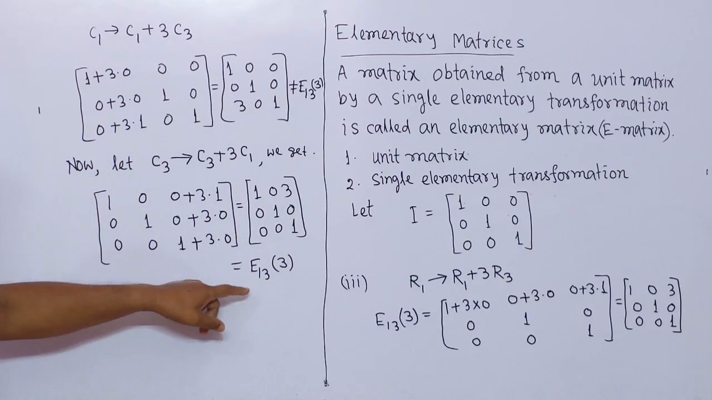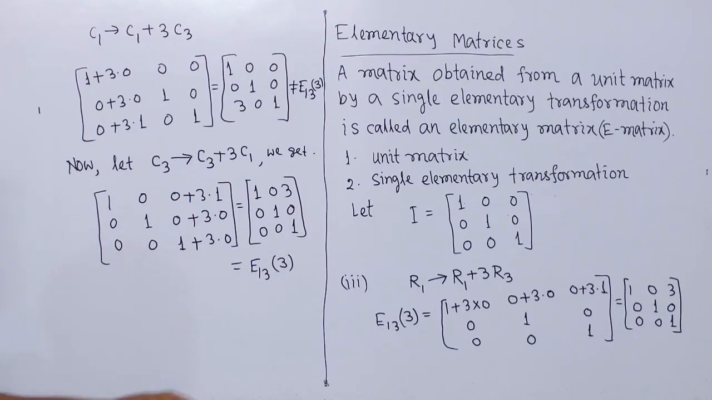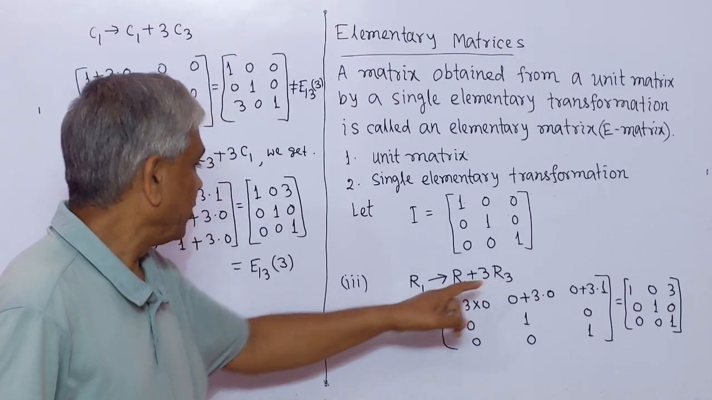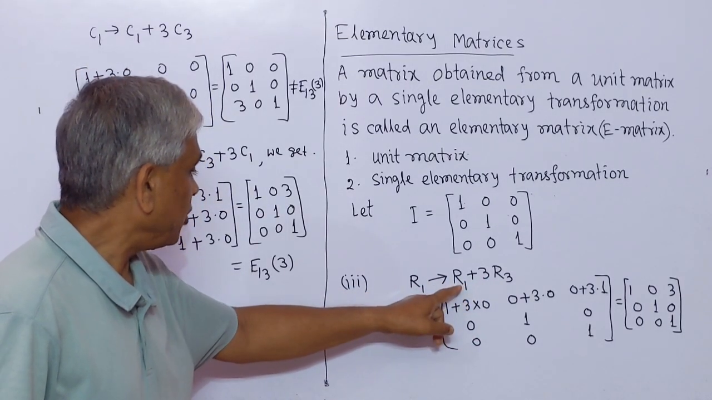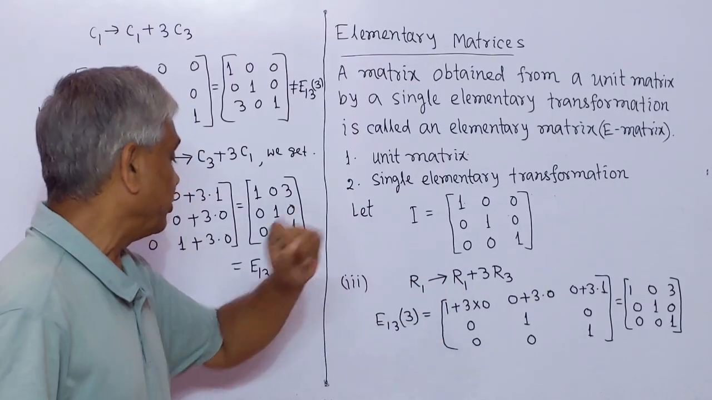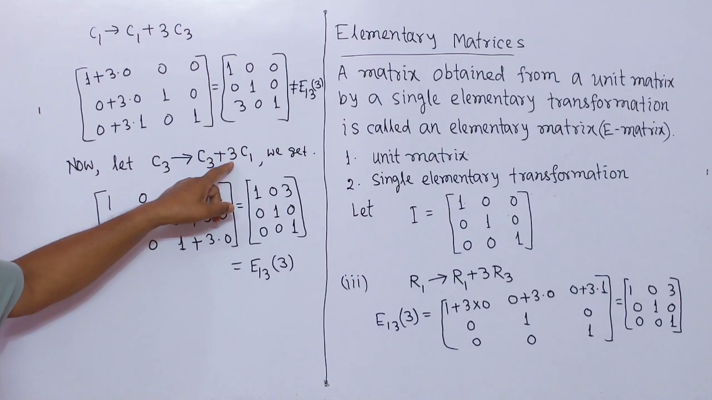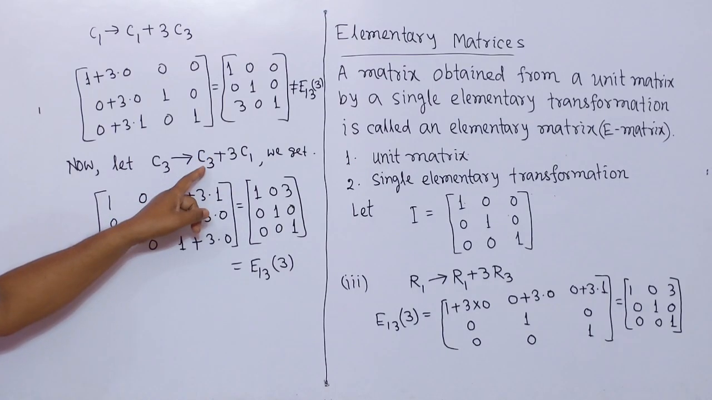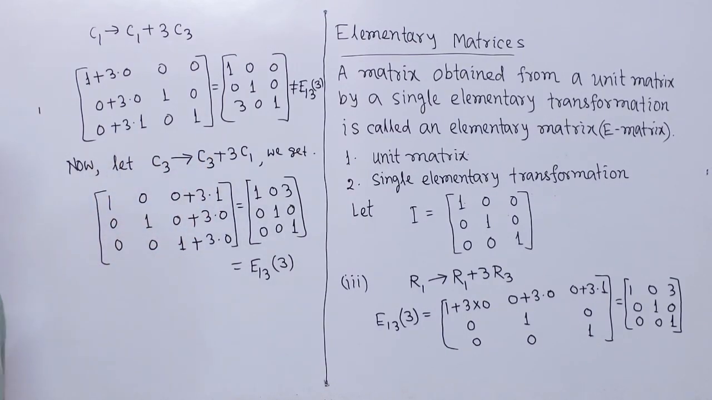Therefore E13(3) means we add 3 multiplied by the elements of R3 to the elements of R1 at the position of R1, or we add 3 multiplied by the elements of column 1 to the elements of column 3 at the position of column 3.